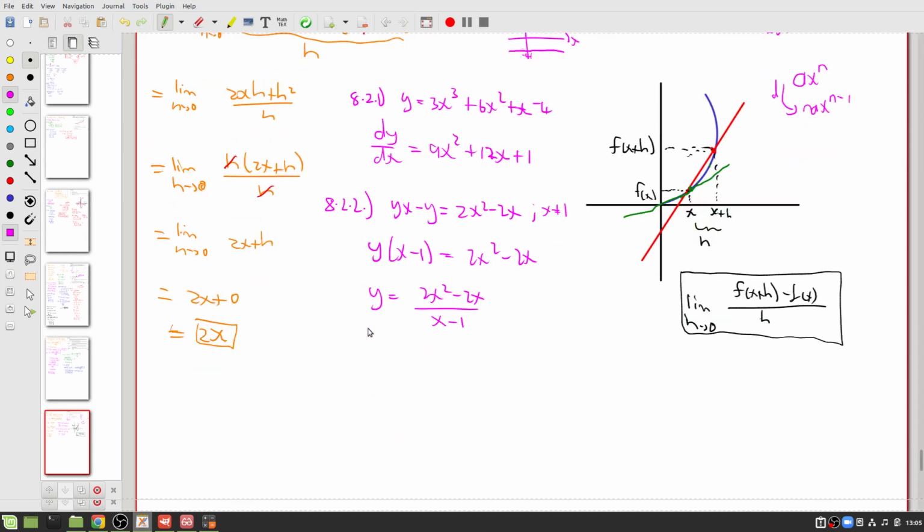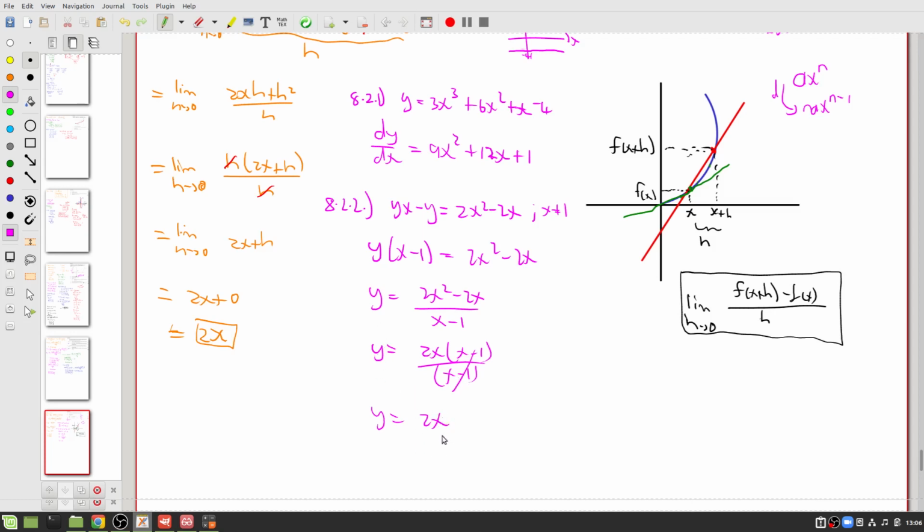Alright, what can we do next? Well, we can factor out the top as well, right? We can take out a 2x as a common factor. And what's left? x minus 1. At the bottom we've got x minus 1, so we can just cancel those. So y equals 2x. So this is quite nice. The tricky part of this question was just to simplify it into y by itself, to make y the subject of the formula.